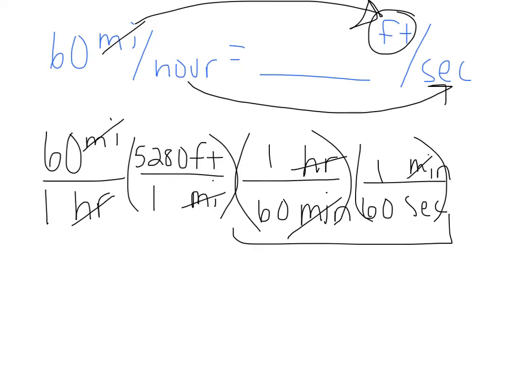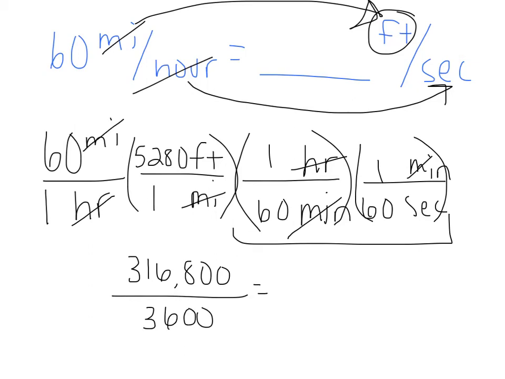Okay, so that section right there, these two will convert my hours to seconds, so I'm getting rid of hours, and this one right here is converting my miles to feet. Okay, so let's actually multiply through with these. We have 60 times 5,280 gives me 316,800 on top, and then 3,600 on the bottom, 60 times 60. Divide those two out, and you get 88 feet per second.